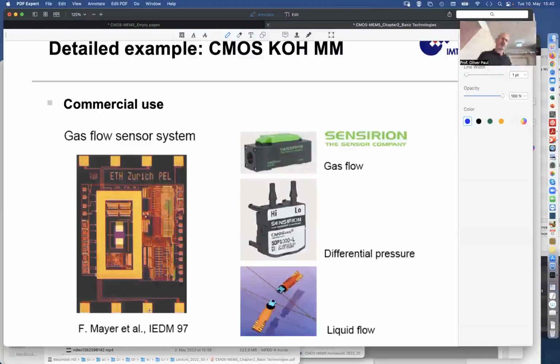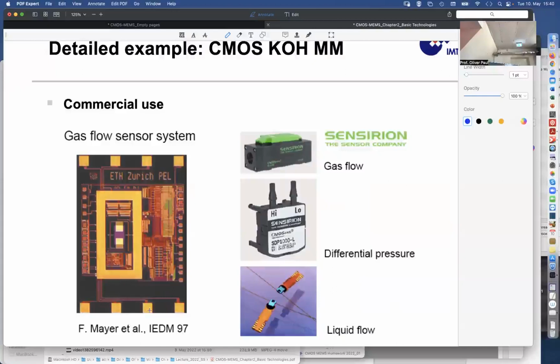And when you go to the website of Sensirion, you will see many liquid flow sensors, gas flow sensors, flow controllers, mass flow controllers, differential pressure sensors. They're always based on these structures. What else shall I say?